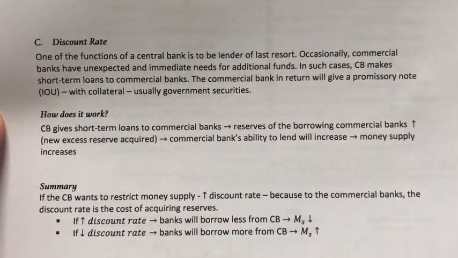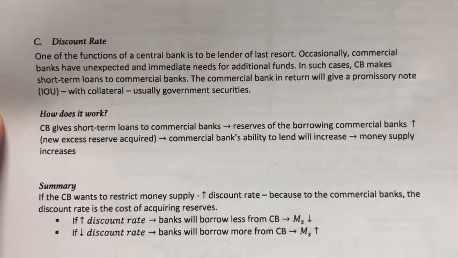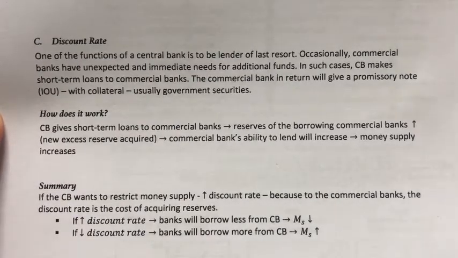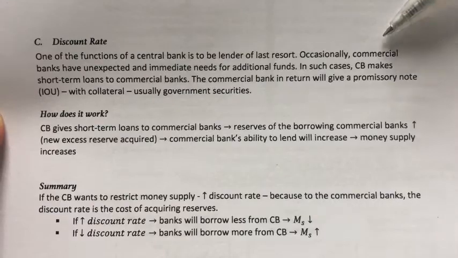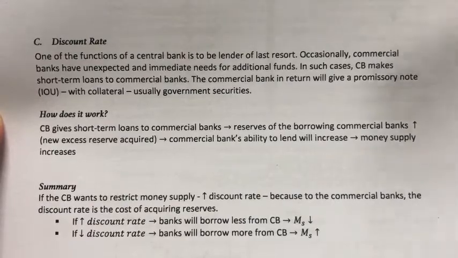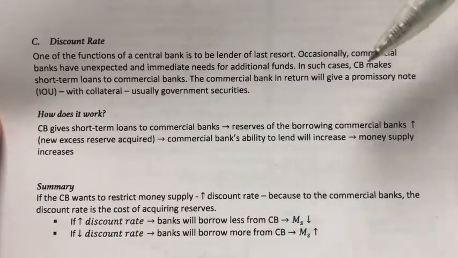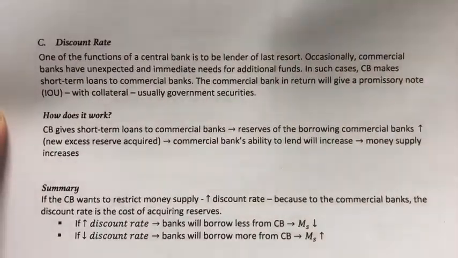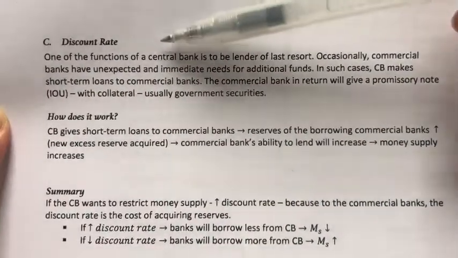And just like the public, whenever we borrow money from the commercial banks, we have to pay interest, right? Quote unquote. So commercial banks will also need to pay interest whenever they borrow from the central bank. So this interest is called the discount rate. So how does it work? How does this discount rate work?